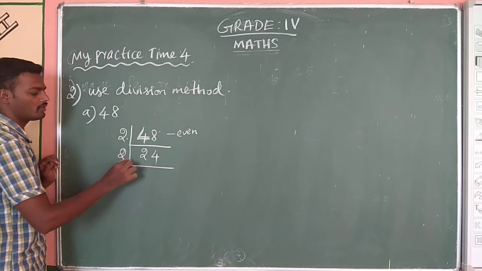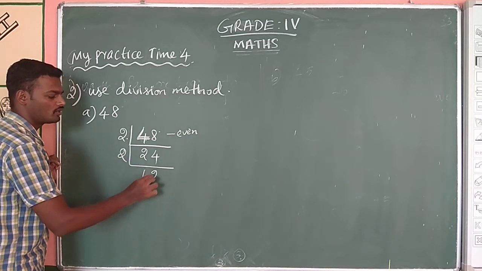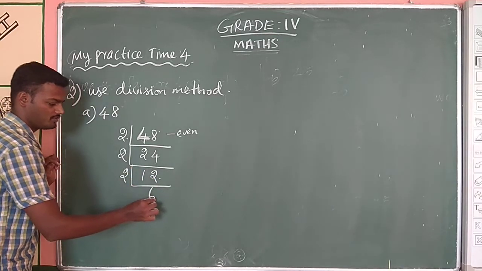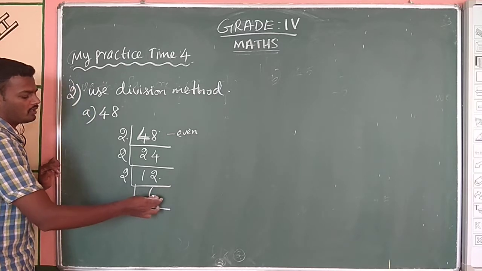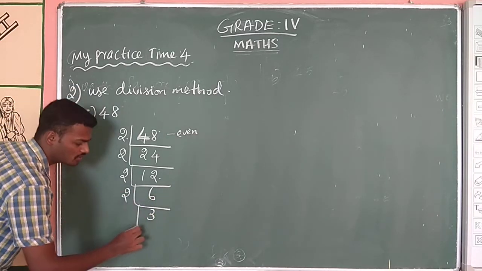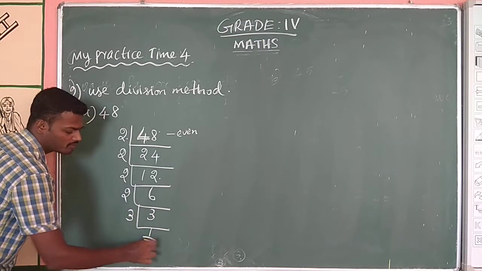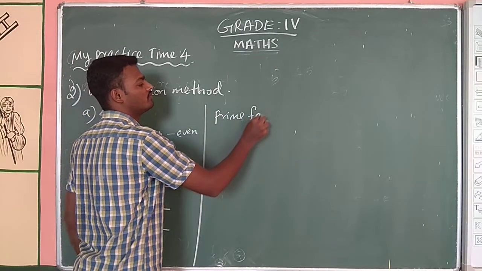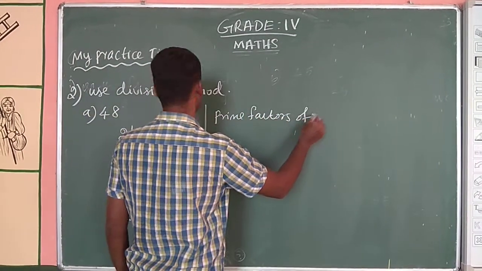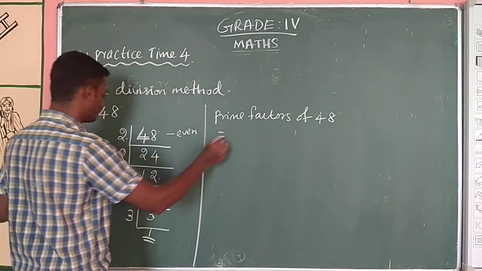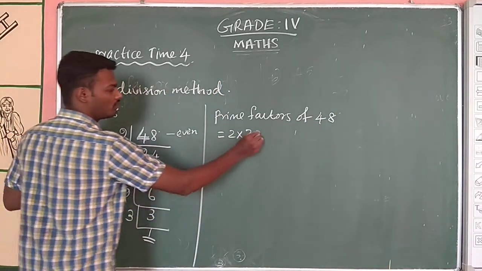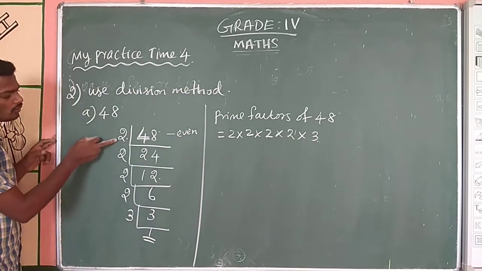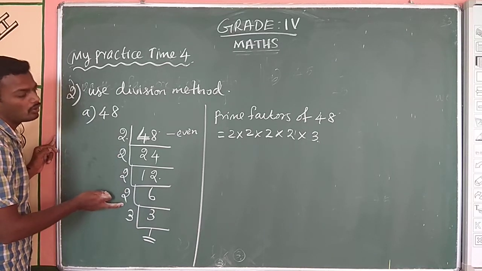Even number comes in the second table. 2 comes 1 time, 4 comes 2 times. Next one, 12 is also an even number. So 12 comes in the second table 6 times. So 6 is also an even number. An even number comes in the second table 3 times. Last one, 3 comes in the third table 1 time. So prime factors of 48 is equal to 2 into 2 into 2 into 2 into 3. So 4 times 2, and 3.